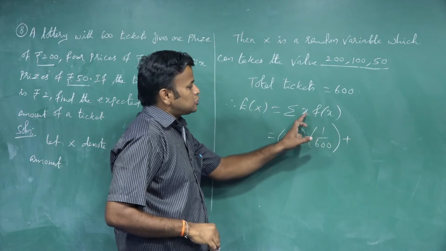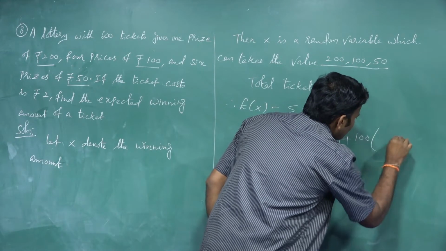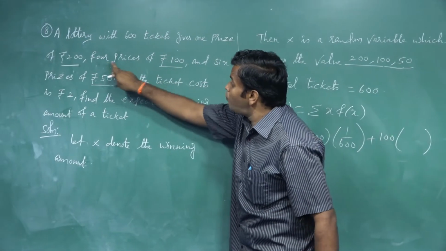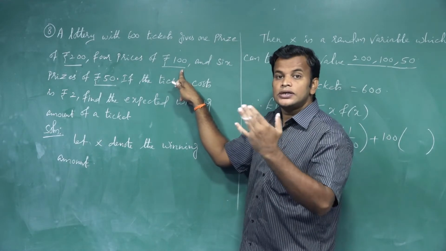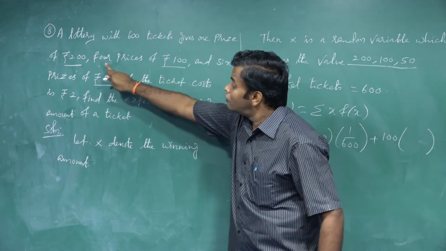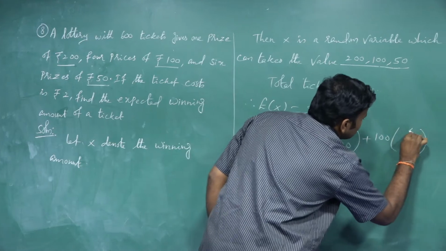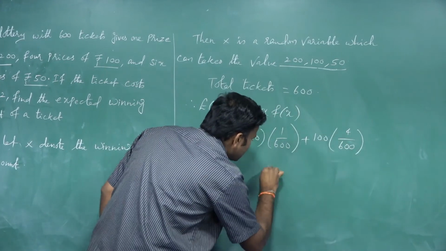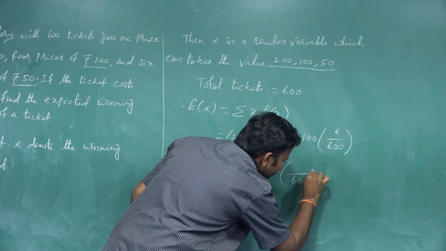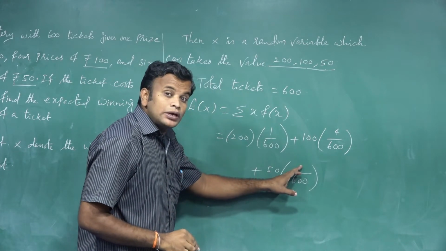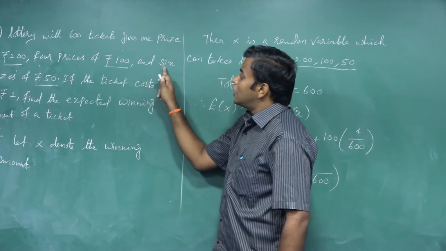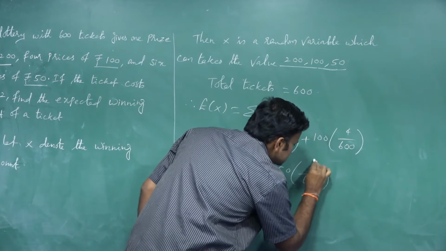Plus the next value of X is 100. The rupees 100 we get, how many tickets? There will be 4 prizes of rupees 100. That means out of 600 tickets, 4 lottery tickets have the amount rupees 100. So 4 by 600. Plus one more value is there, 50. The number of tickets having the amount 50 is 6. So the value is 6 by 600.